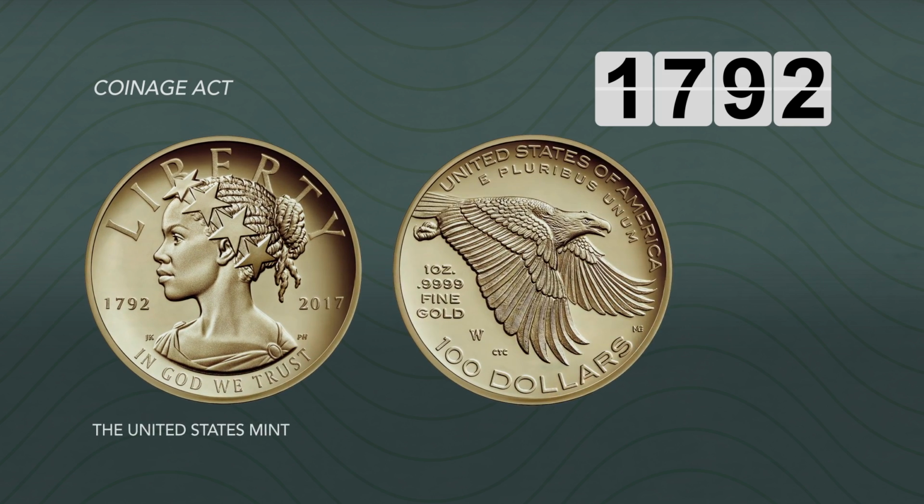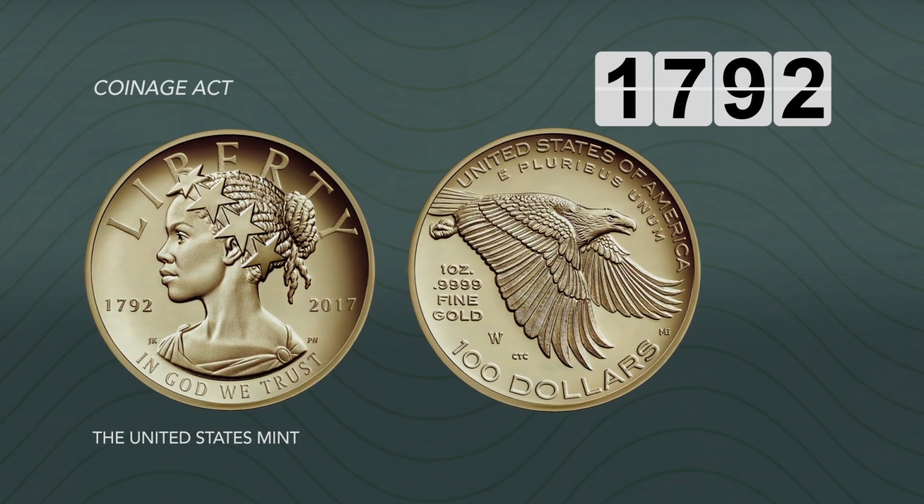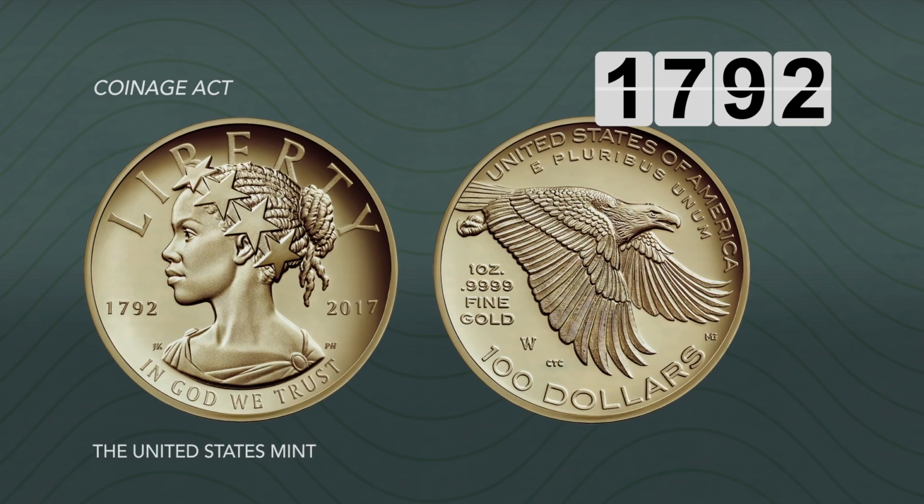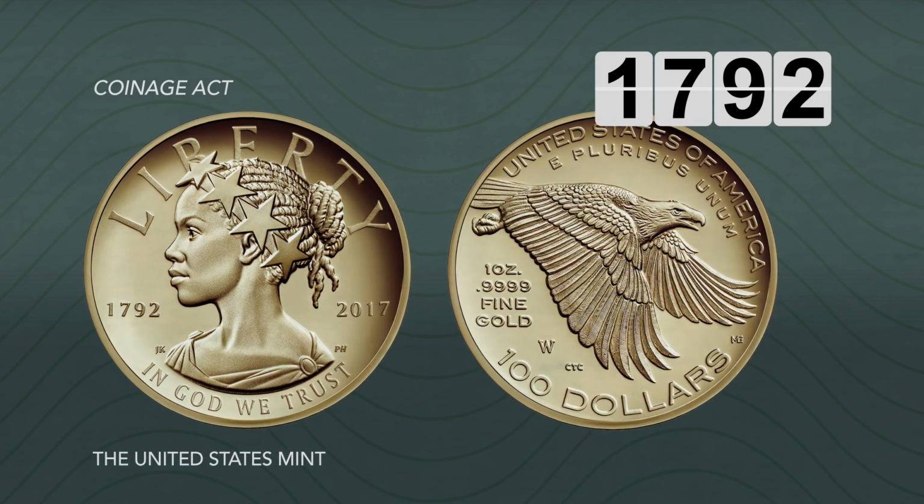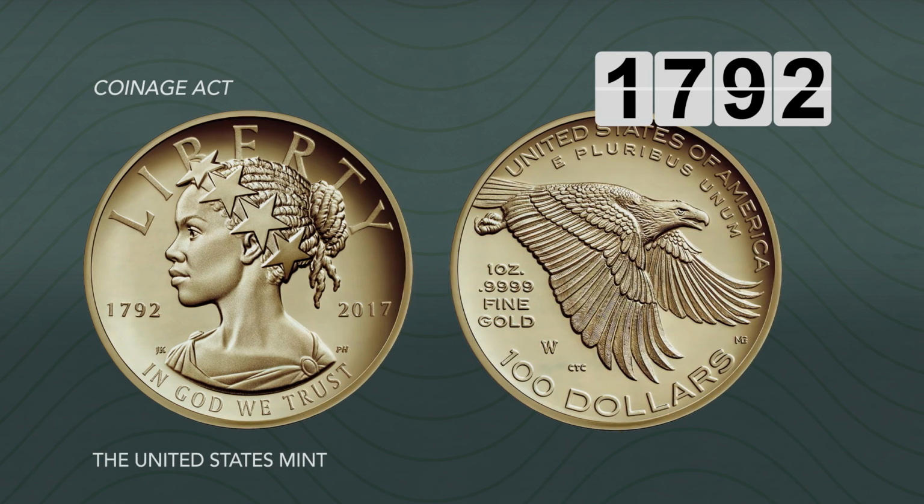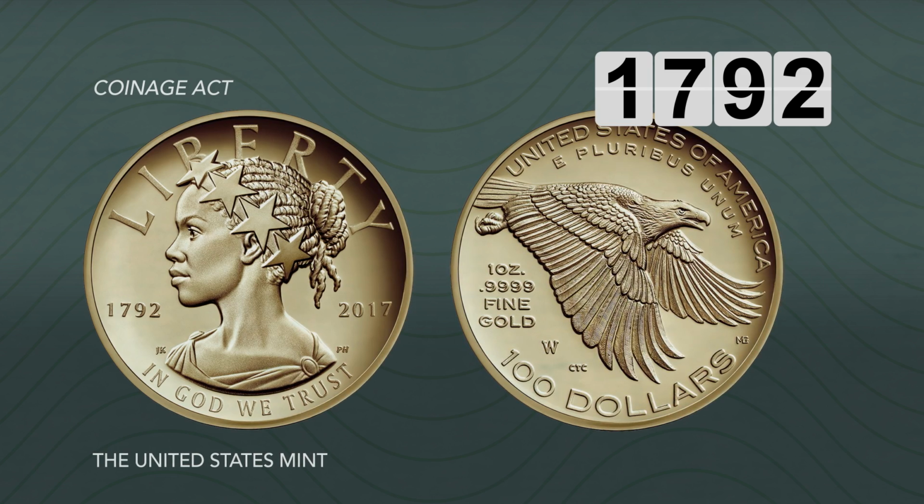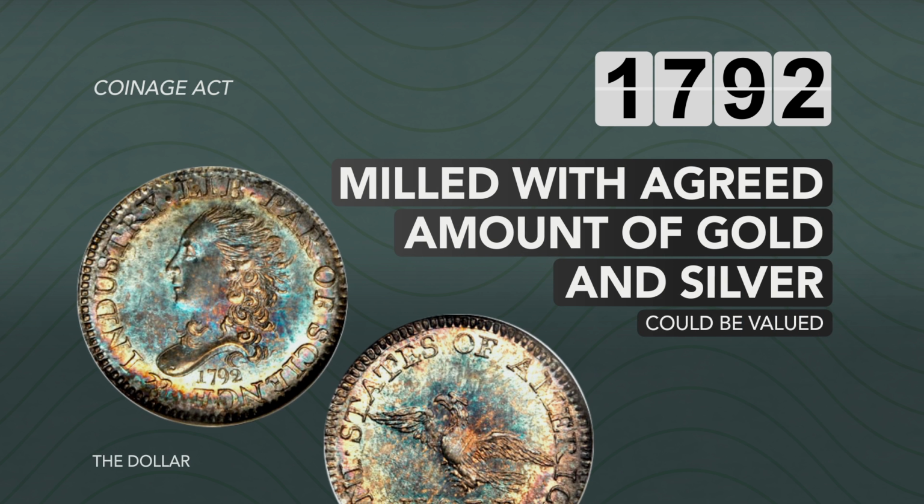The United States Mint, which also has its roots in the Coinage Act, was created to produce and circulate the US dollar across the Union and convert any other recognized currency into the new unit of account. The dollar was milled with an agreed amount of gold and silver, which gave the currency a standard by which it could be valued. This standard gave it a reason to be adopted.